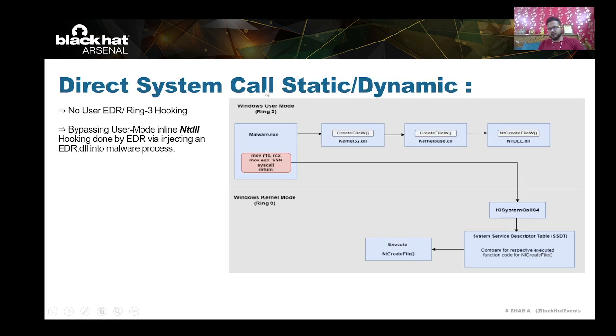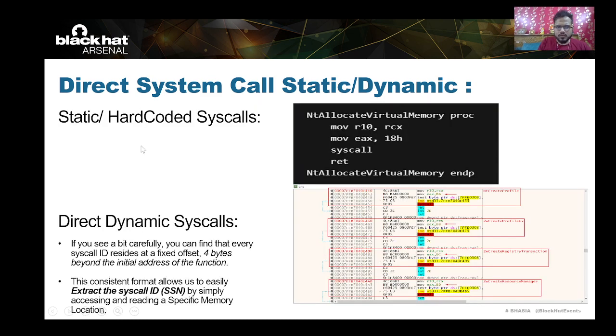So here comes the direct system call. What it actually does is directly enter the kernel, as you can see. It doesn't involve kernel32, kernelbase, or NTDLL. So if that particular NT API is hooked by the EDR, it wouldn't disrupt the malware.exe's task, because it is directly entering the kernel, and in this way it evades user mode ring 3 hooks.